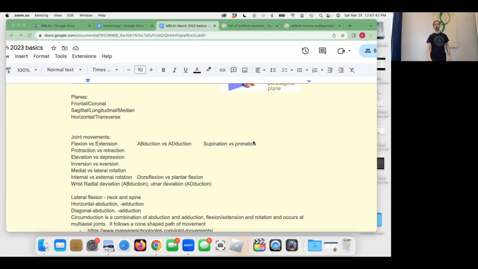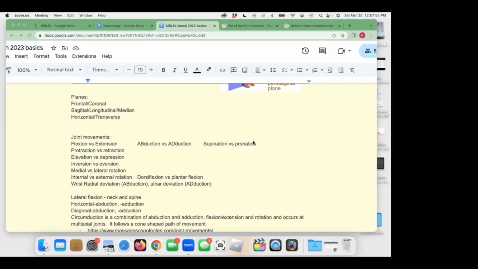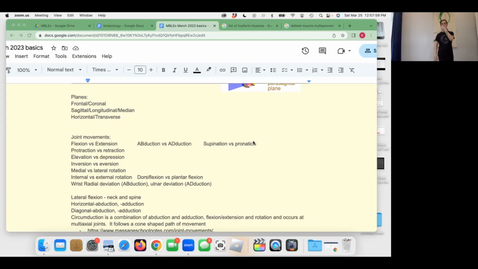Frontal plane or coronal plane also contains lateral flexion for the neck, lateral flexion or side flexion for the spine, as well as abduction and adduction for the hip. Okay. You guys make sure that you stand up and do these movements with me.